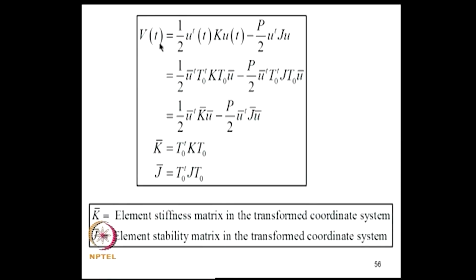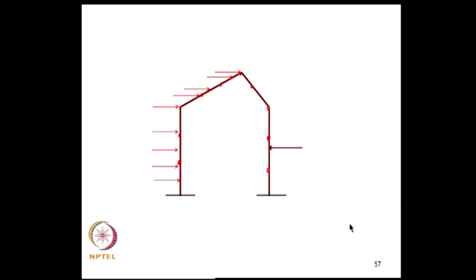Now, I can substitute that in the expression for total potential, and the elastic stiffness matrix in the global coordinate system we already derived. Similarly, the stability matrix can also be derived using this formulation. So, K bar and J bar are the element stiffness and stability matrices in the transformed coordinate system. So, this we need not again get into all the details. Now, the next question is, how do we solve this type of problems?